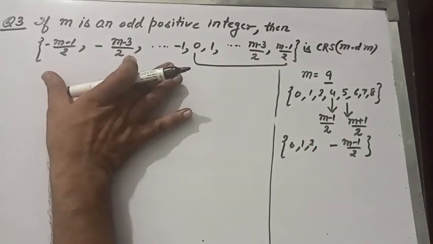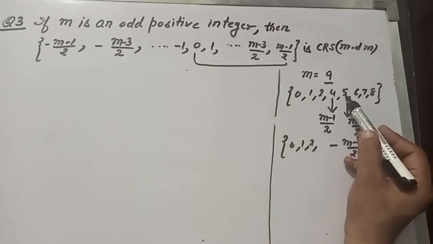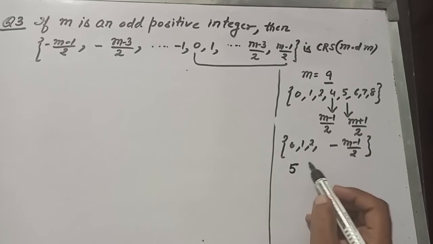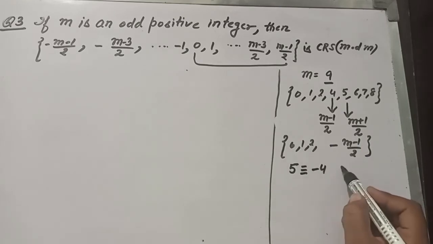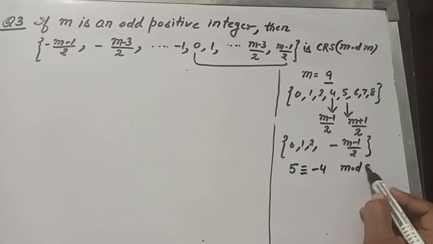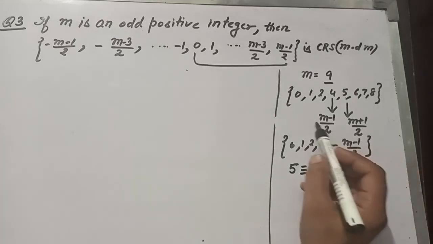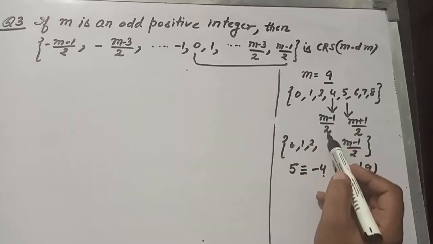Now we have taken account of these numbers 0 to (m minus 1) by 2. Now what about the negative numbers? This 5 is (m plus 1) by 2, but in modulo 9 it is congruent to minus 4 modulo 9. So (m plus 1) by 2 is congruent to the negative of (m minus 1) by 2, because 4 is (m minus 1) by 2.